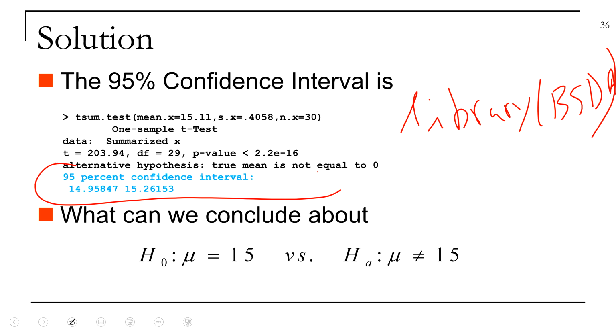Well, here's the confidence interval. We're 95% sure the true average amount of raisins in the package is between 14.95 and 15.2. We don't know exactly where, but it's somewhere in there. So mu is somewhere in this interval.